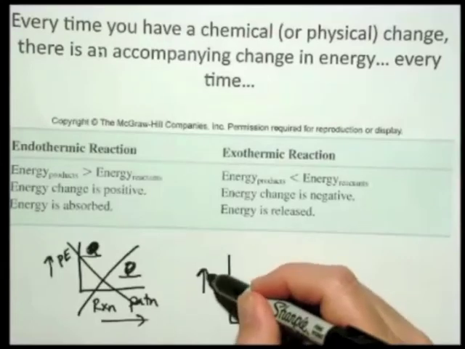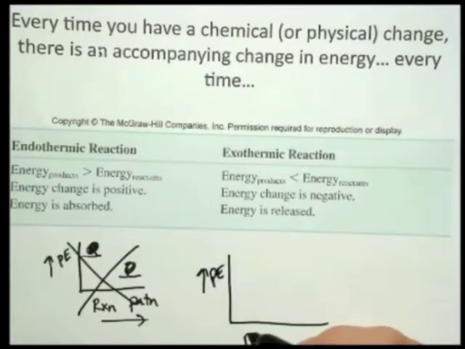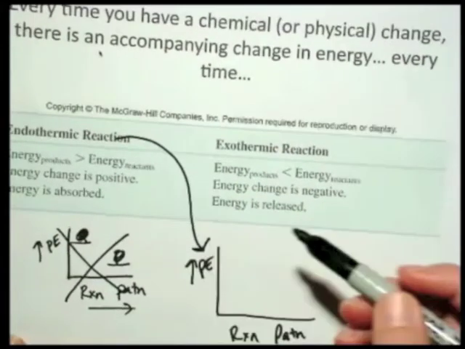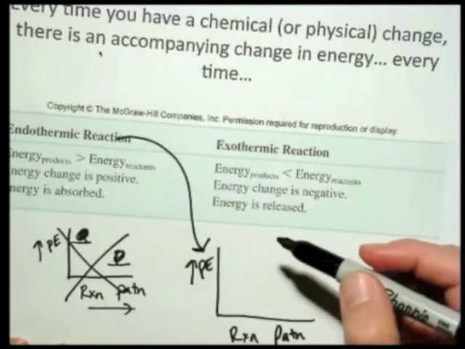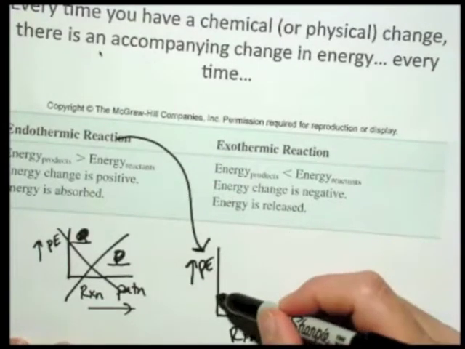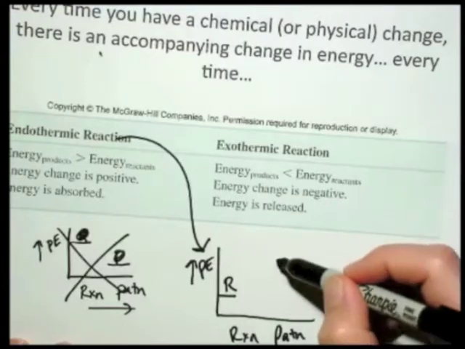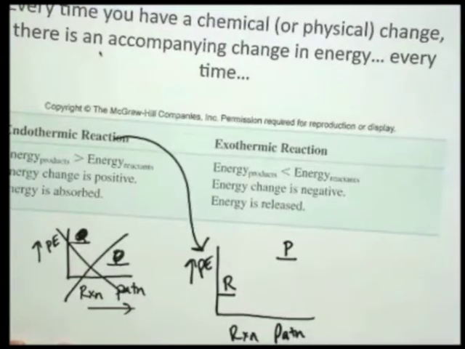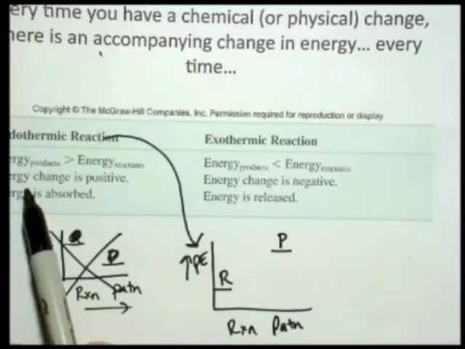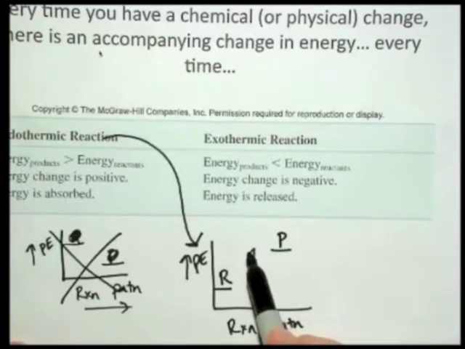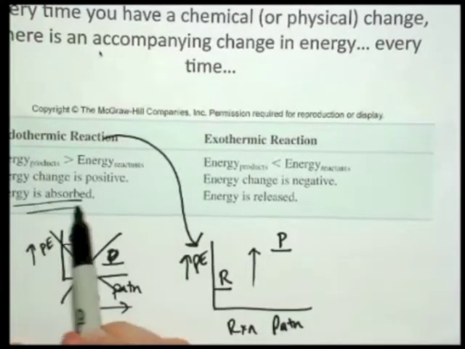This is the potential energy. This is the reaction path. In this case, what I want to model right now is an endothermic reaction. The energy of the reactants is actually lower than the products. So we start down here for the reactants, and as you proceed through the chemical reaction, the products end up at a higher potential energy. So for this reaction to occur, there has to be an absorption of energy. That's why they say energy is absorbed.